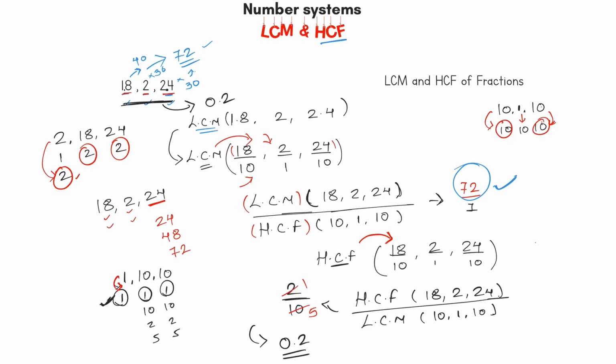What you are supposed to remember here is, in case you get a fraction, what are you supposed to do? If I ask you the LCM of a fraction, then you have to do the LCM of the numerator upon the HCF of the denominator. And if I ask you the HCF, then the HCF of the numerator upon the LCM of the denominator. This is a simple trick that you have to remember to get the LCM and HCF of fractions.